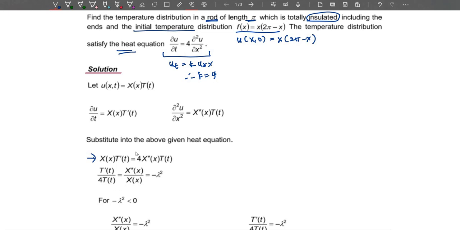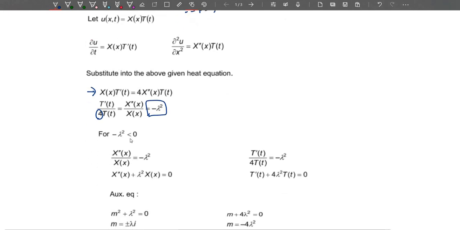That means we separate. Remember, we want to use separation of variables, so we separate the terms of t and the terms of x. The constant should be with t, and here it is equal to negative lambda squared, which of course is less than 0 because it is negative. So we will have X double prime of x over X of x equal to negative lambda squared, so X double prime of x plus lambda squared X of x equal to 0. The next one is T prime of t over 4 T of t equal to negative lambda squared, which means T prime of t plus 4 lambda squared T of t equal to 0.